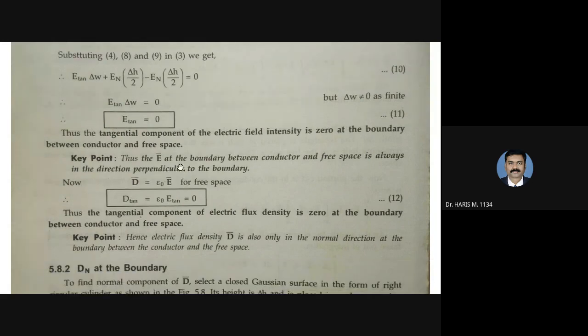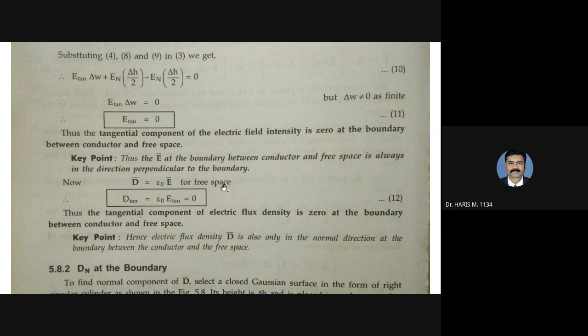So here the key point is the electric field intensity at the boundary between conductor and free space is always in the direction perpendicular to the boundary, right? So the relation which is connecting the electric field intensity and the electric displacement vector, that is D, or the flux density D, is equal to epsilon 0 into E. You should remember this equation. We need this particular equation for deriving the Maxwell's equations.